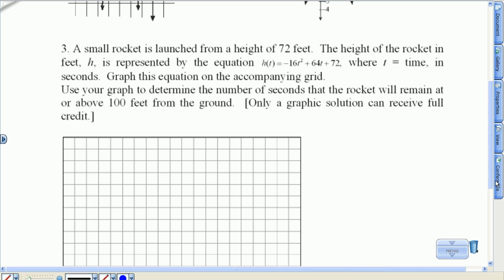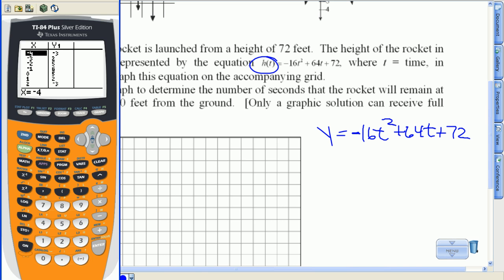So we are going to graph y equals negative 16t squared plus 64t plus 72. h of t, which is this symbol right here, means the same thing as y as far as you are concerned. It's a little bit more sophisticated notation, but it means the same thing.